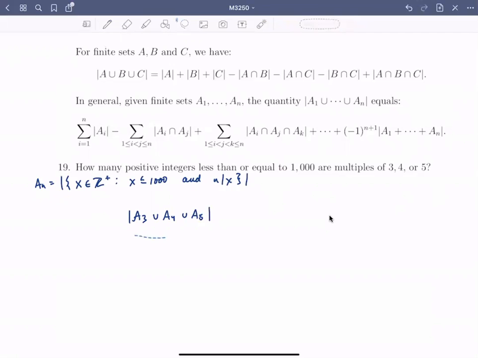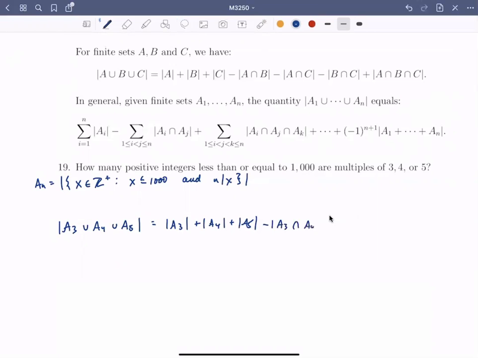And this is classic inclusion-exclusion. So what we can do is we can add the individual cardinalities, A3 plus A4 plus A5. We're going to subtract pairs. So we're going to subtract A3 intersect A4, A3 intersect A5, and we're going to subtract A4 intersect A5. And then we're going to add to that the intersection of all three, A3 intersect A4 intersect A5.